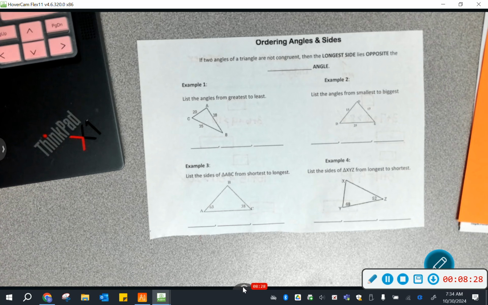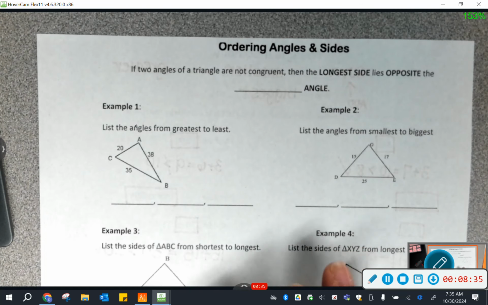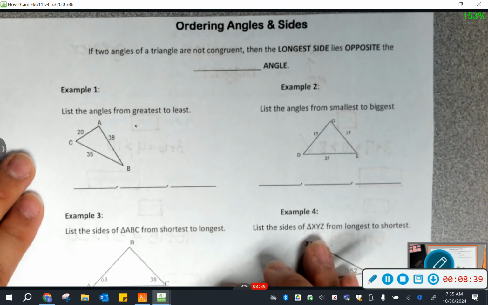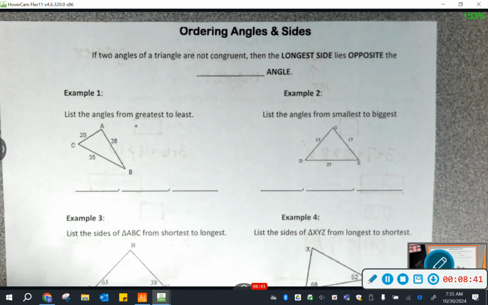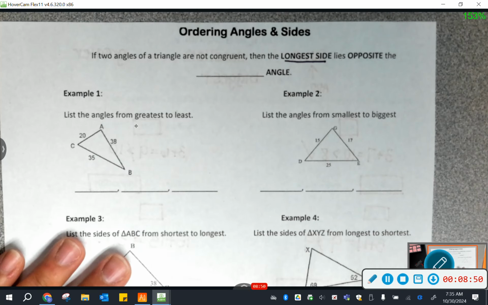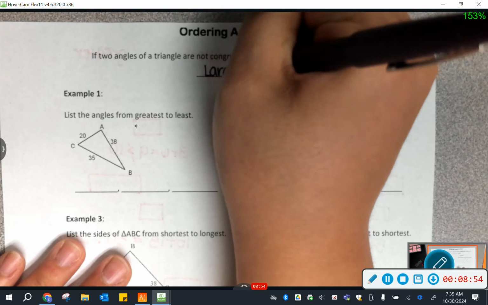Now we're going to talk about ordering sides and angles of triangles. So, the big thing I need you to know is that when you are ordering sides and angles, if 2 angles of a triangle are not congruent, so it can't be isosceles, then the longest side would be opposite the largest angle.